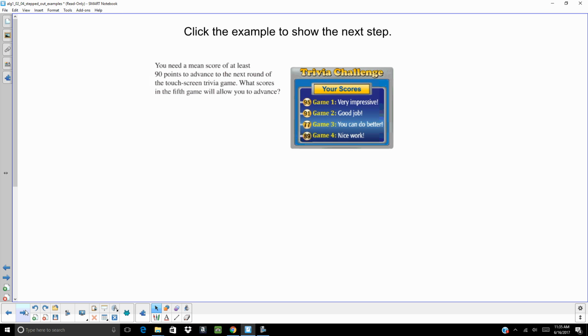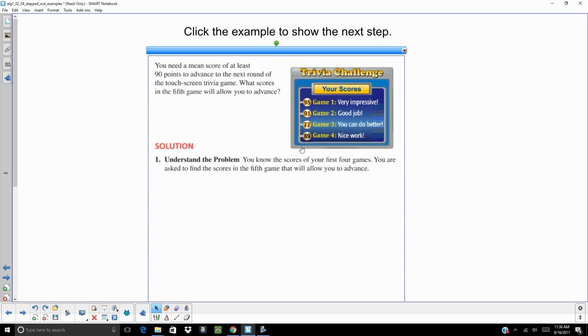Let's try a word problem. You need a mean score, and remember, mean means average, of at least 90 to advance to the next round of a touchscreen trivia game. What score in the fifth game will allow you to advance? Okay, so what we know are the first four games. We don't know the fifth game. We know we're looking for a mean or an average.